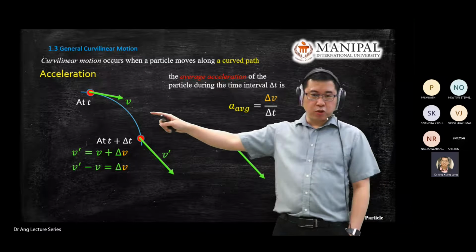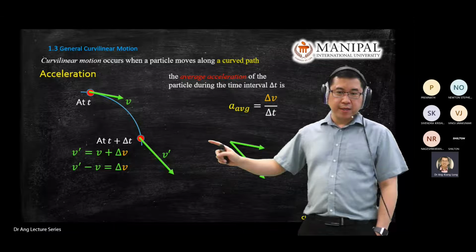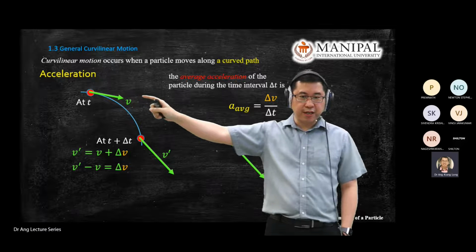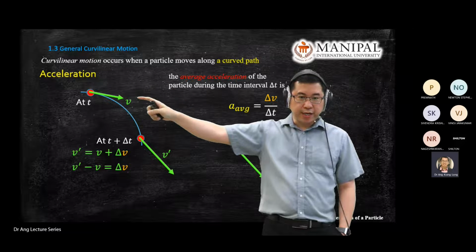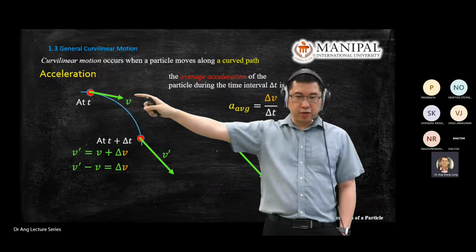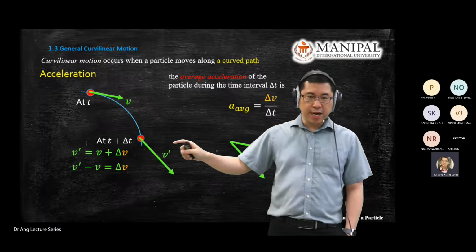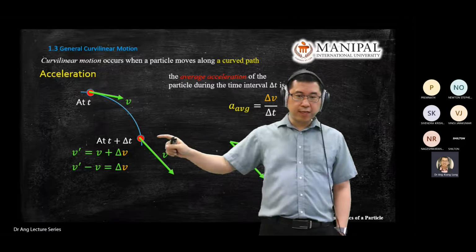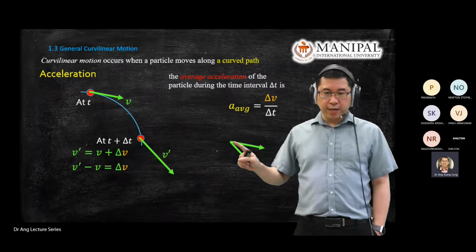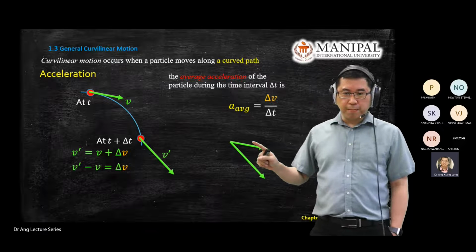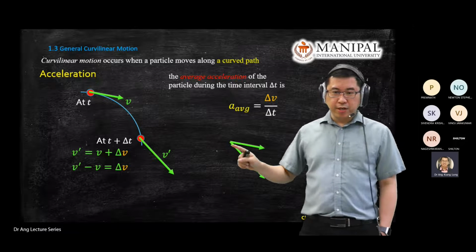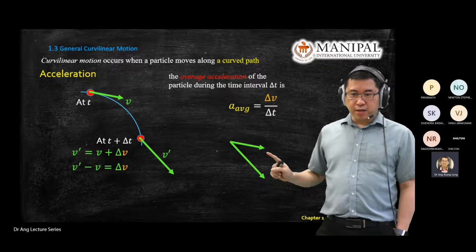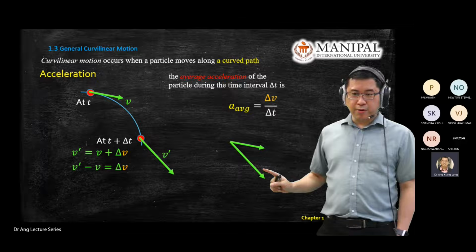I put them into a vector diagram. I put them because vector, you can draw. What is vector again? Vector is direction and magnitude. You can put these two vectors together at one point, and you can draw the magnitude and direction, magnitude and direction. You can draw the resultant vector here.